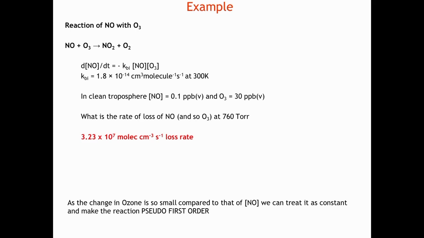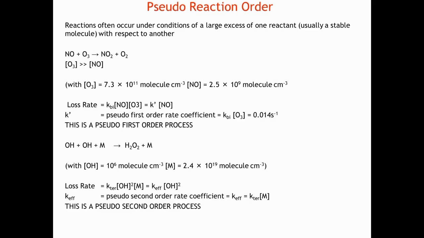So in this case, when it's in a clean troposphere, we can treat this as a pseudo first order reaction. So do you understand what assumption we've made there? If one reactant is in very, very high excess compared to the other reactants, and they've got the same stoichiometry, then the loss rate of the high concentration reactant is really, really small. So you can consider that the overall reaction happens at the constant concentration of the high concentration reactant.